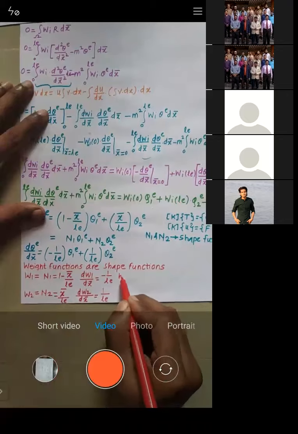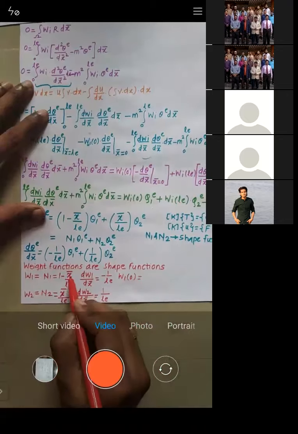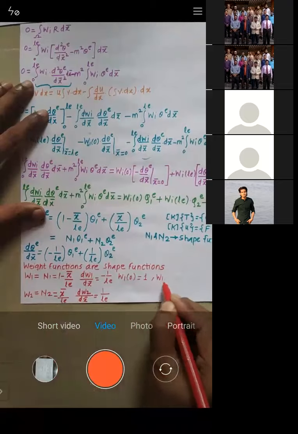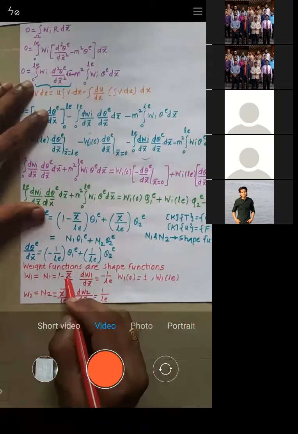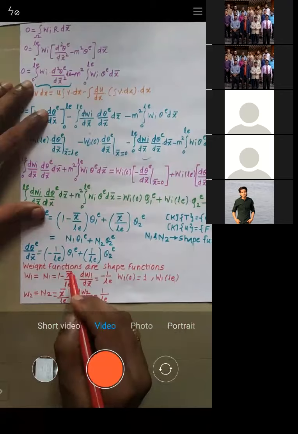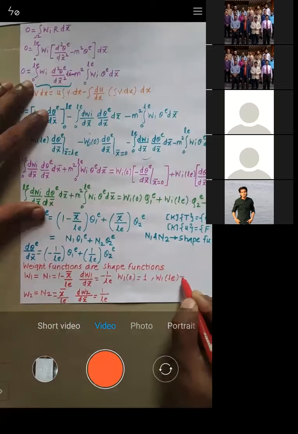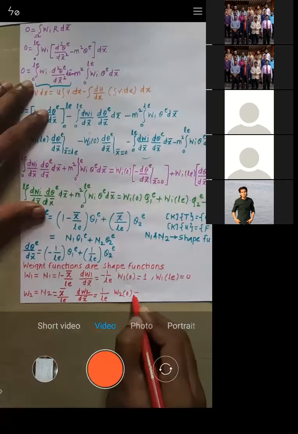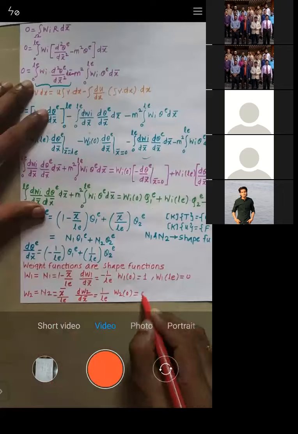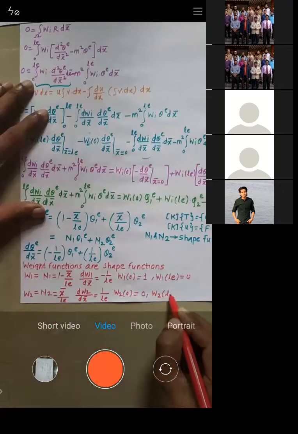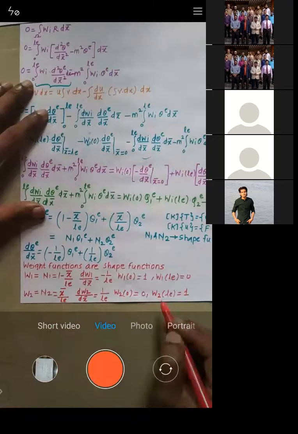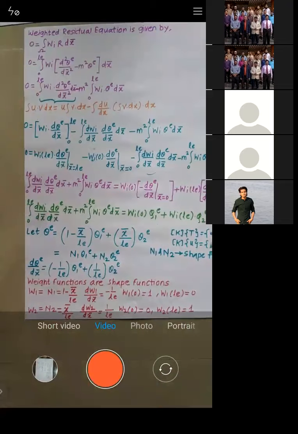In the first weight function, if you put x bar as 0, the weight function is equal to 1. Similarly, when you put x bar equal to LE, LE by LE is 1, and 1 minus 1 is 0. In the second weight function, when you put x as 0, the weight function is 0, and when you put x bar equal to LE, LE by LE is 1, so the weight function is 1. Is it okay, all of you? Let me know.